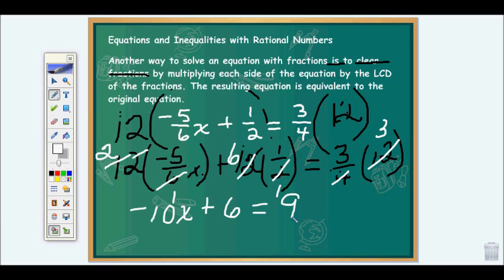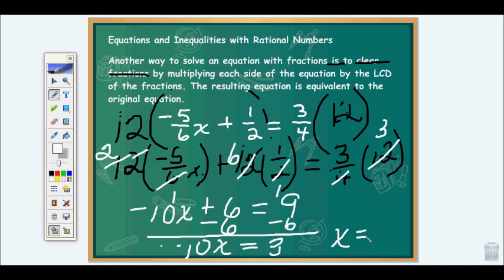So now you can see in the white I have a new equation, and this is a regular algebraic equation. Get my like terms together. So I'm going to subtract 6 from this side, and I have a negative 10x, and that's going to equal 9 minus 6 is 3. Divide both sides by negative 10. So I'm going to end up with x equals negative 3/10 because I divided both sides by a negative 10.